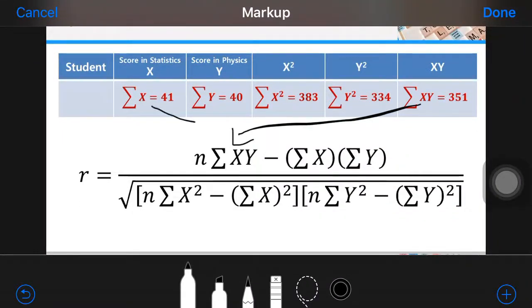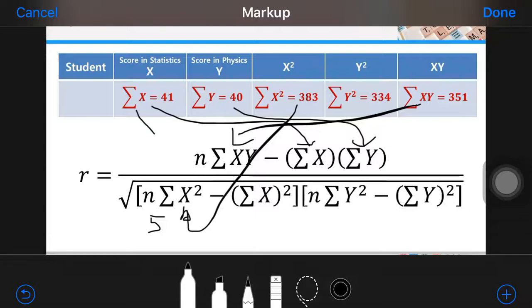The E of X refers to this one. You multiply by E of Y, summation of Y, this one. The N again is still 5 because we have 5 students. The summation of the X squared column is this. And the next is, you subtract it by the summation of X. We follow again, but we need to square it.